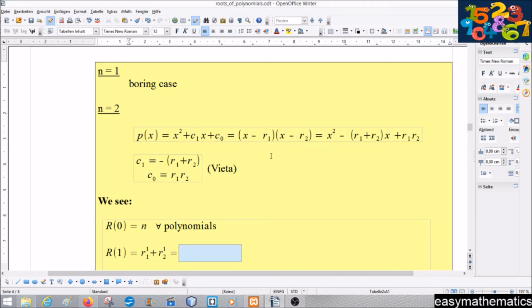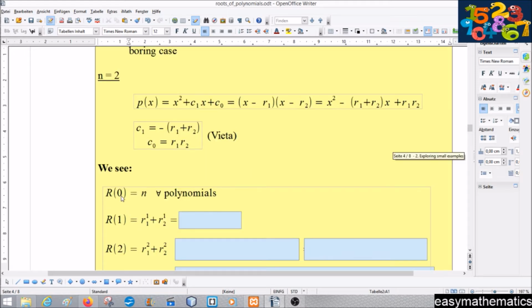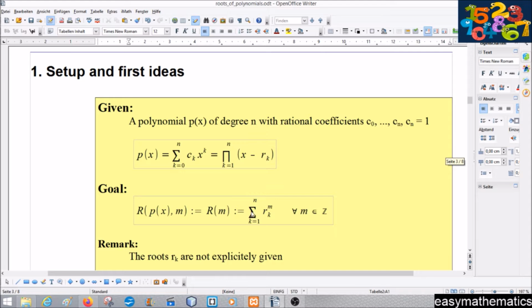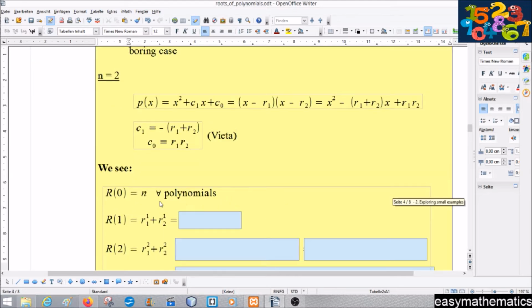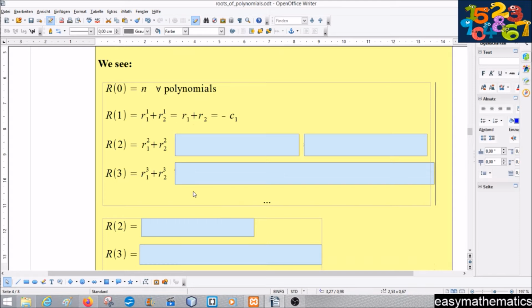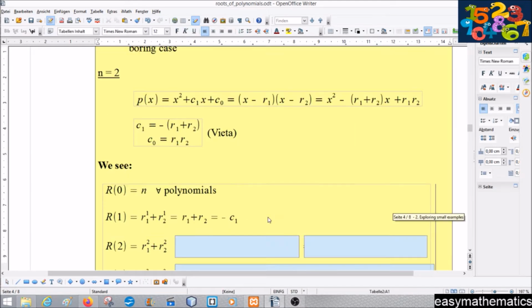We make a first observation: R of 0 is n for all polynomials. You can see this by our definition. If you plug in 0, we get r to the power 0, this is 1, and we have the 1 n times, so R of 0 is n for all polynomials. R of 1 is r1 to the power 1 plus r2 to the power 1, and this is r1 plus r2, and this is by Vieta minus c1. Alright?